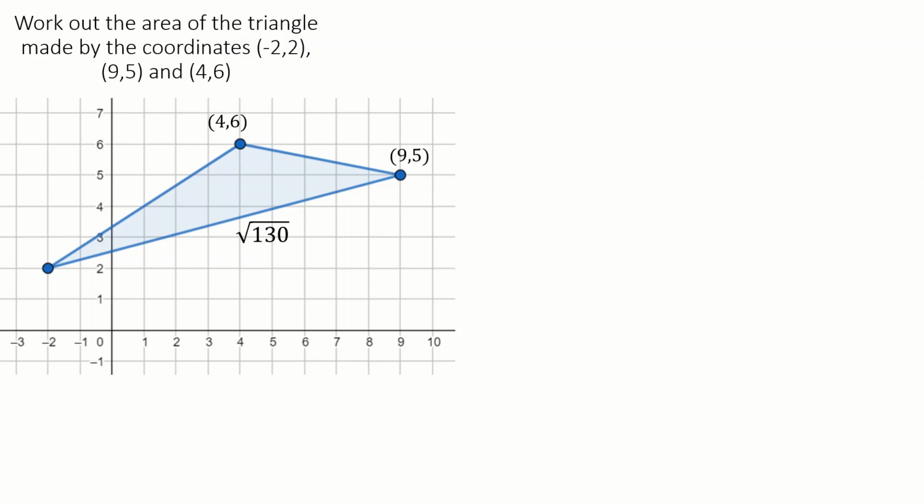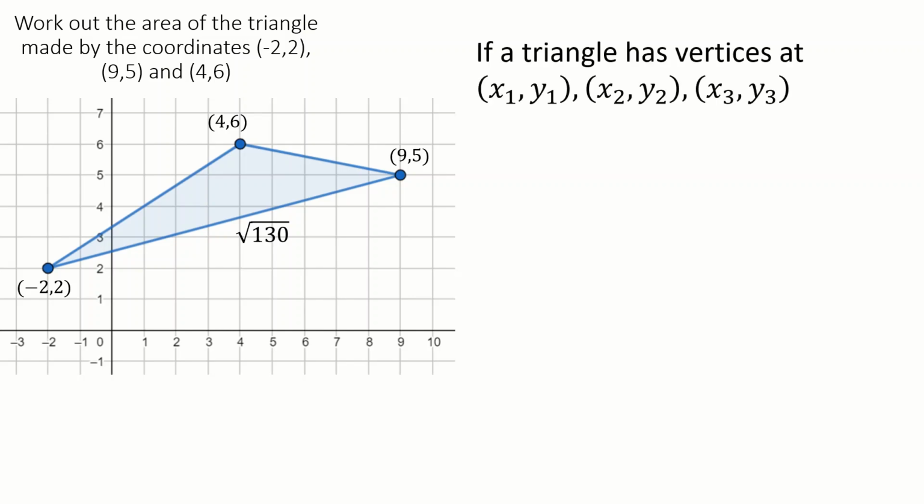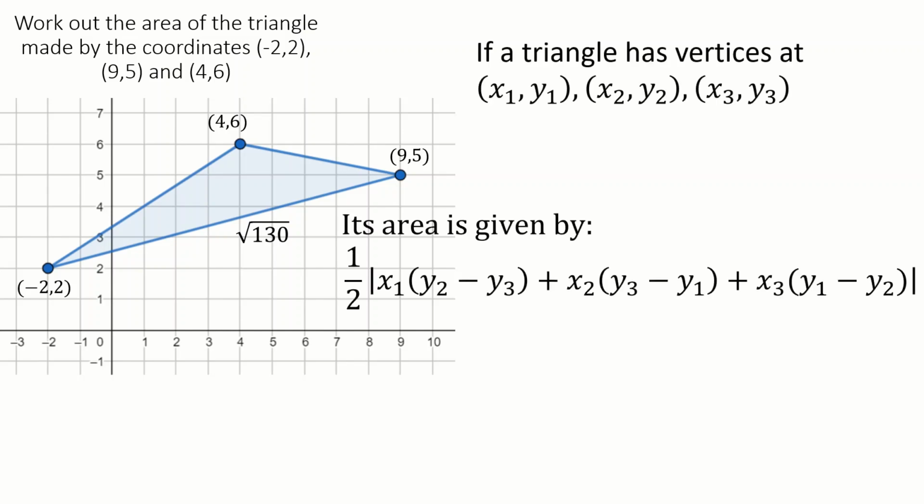If this is the point (4, 6), this is the point (9, 5), and this is the point (-2, 2), it turns out that actually there is just a formula for this. So if a triangle has vertices at (x1, y1), (x2, y2), and (x3, y3), its area is just given by this formula. So you can just put these numbers in. I don't know why this root 130 is here. I don't really need it for this method.